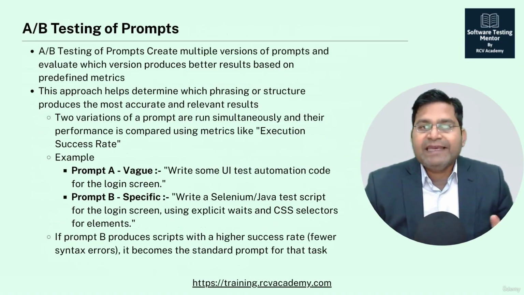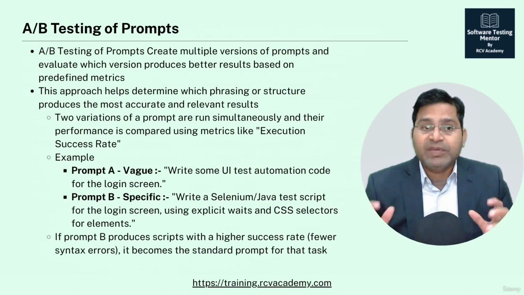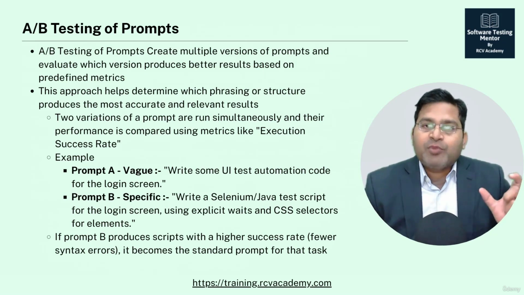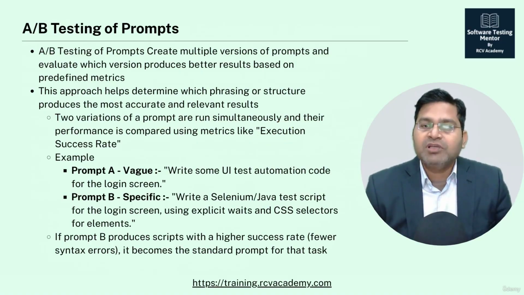Then we have the A/B testing of the prompts. In A/B testing of prompts, you create multiple versions of the prompt and evaluate which version produces better results for you based on predefined metrics. Say for example, I have a prompt A and prompt B. Two variations of the prompt are run simultaneously, and then you compare the performance of those prompts using the metrics, for example, execution success rate.